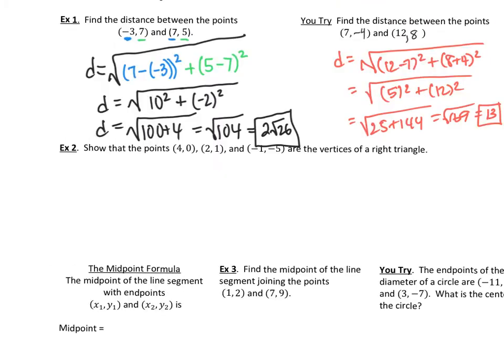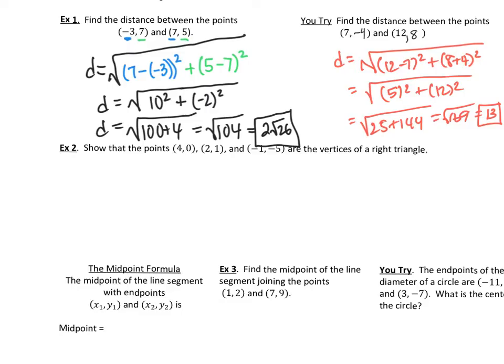Okay, let's look at the next example. The next example says show that the points (4, 0), (2, 1), and (-1, -5) are the vertices of a right triangle. Okay, for something to be a right triangle, it does need to satisfy the Pythagorean theorem, which I know is a squared plus b squared equals c squared. In order to check if a squared plus b squared equals c squared applies here, I am going to need to find the lengths of each of the sides.